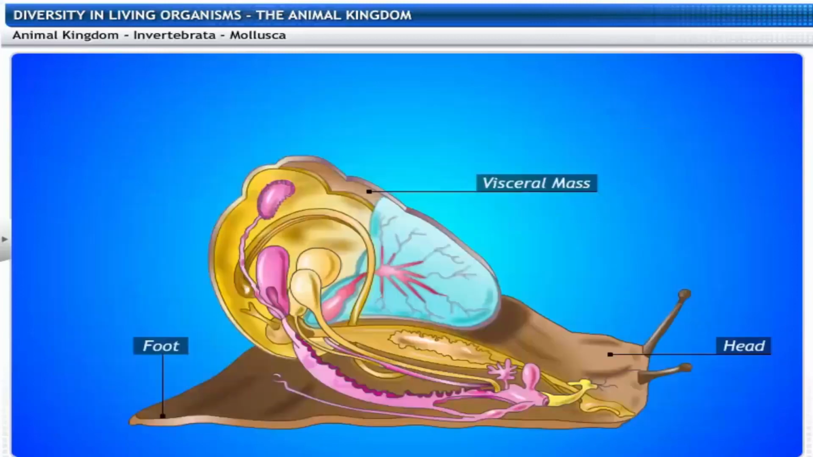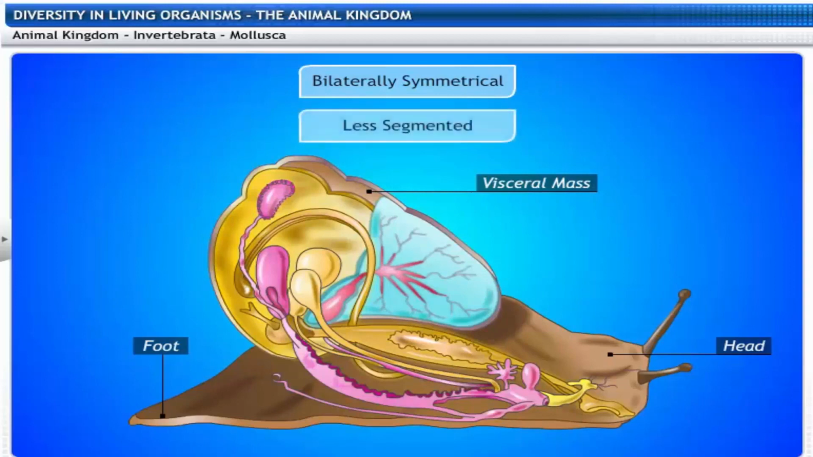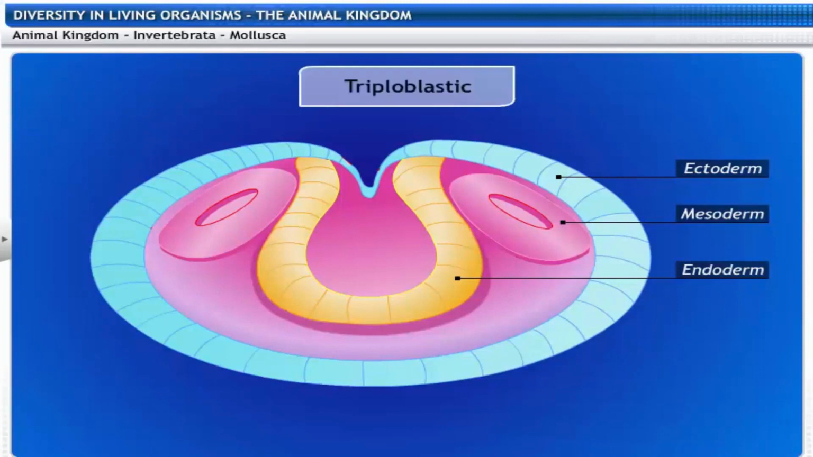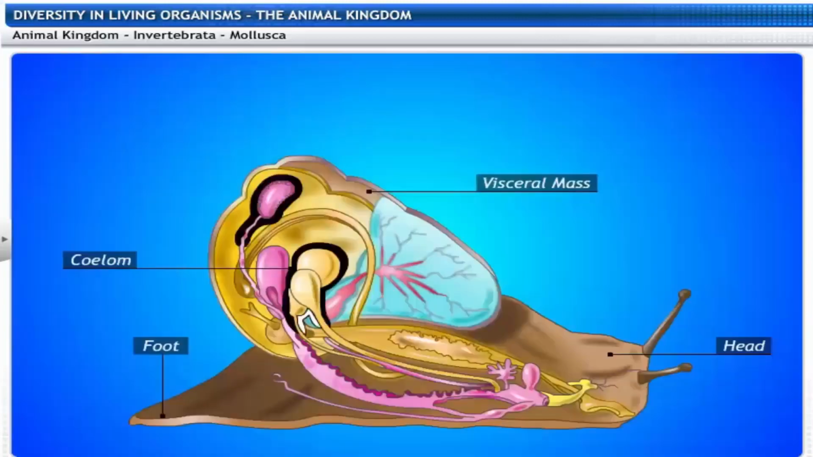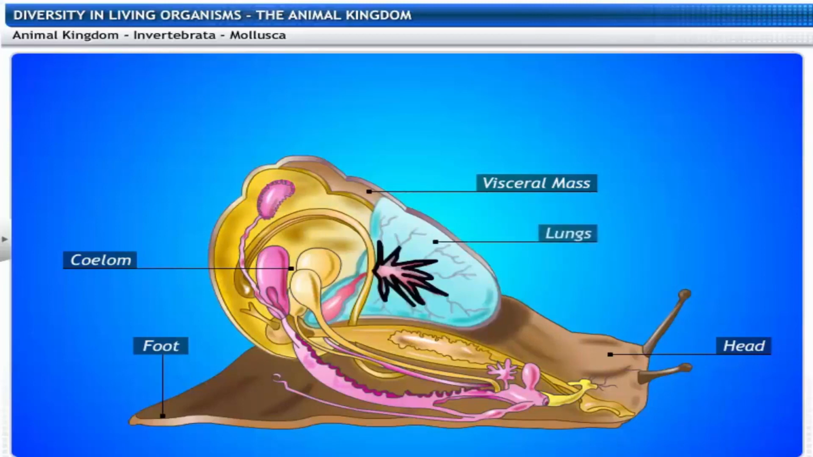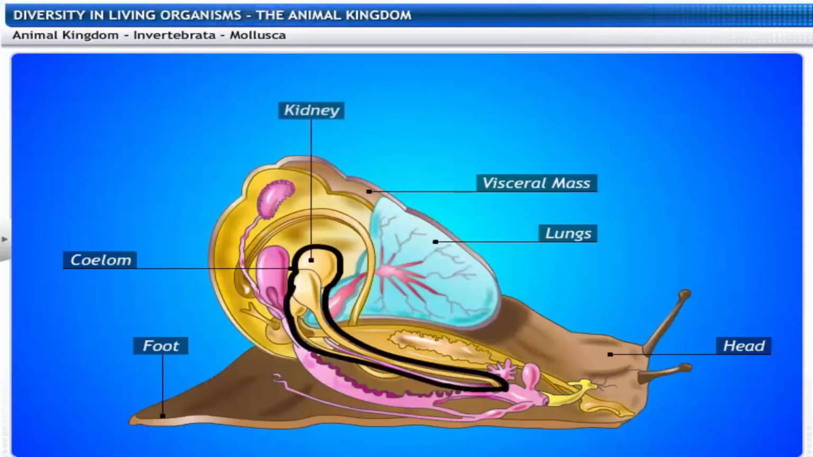Their bodies are bilaterally symmetrical and less segmented. Mollusks are triploblastic animals with a reduced coelomic cavity. Water mollusks breathe through gills, while land mollusks have lungs and their circulatory systems are open. Excretion in the mollusca phylum is carried out by kidney-like organs.